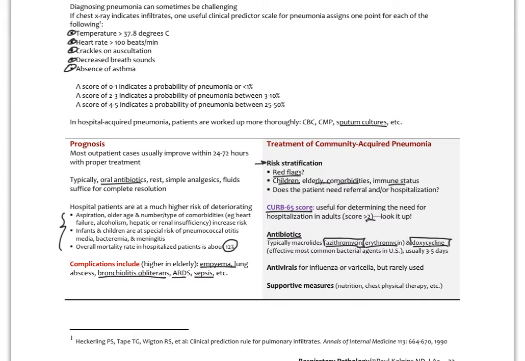So that's an overview of pneumonia, so it gives you something to think about in terms of understanding when you might need to send that patient for further care.